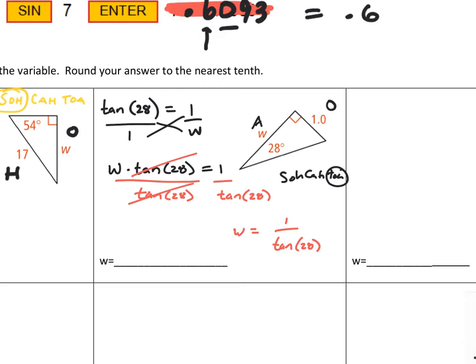So on my calculator, you're going to type in 1, you're going to press the divided by sign, and then you're going to type in tangent 28, close the parenthesis, and you get 1.88, and to the nearest tenth, that means 1.9.